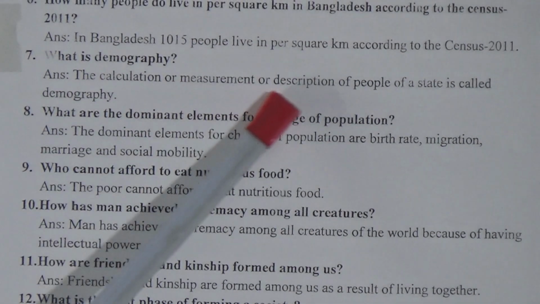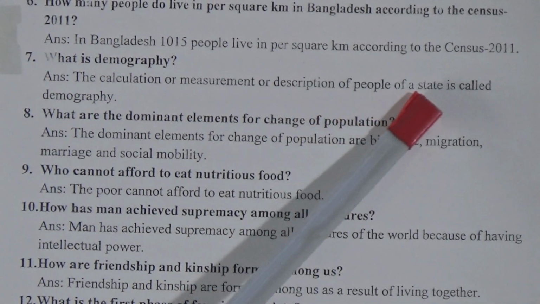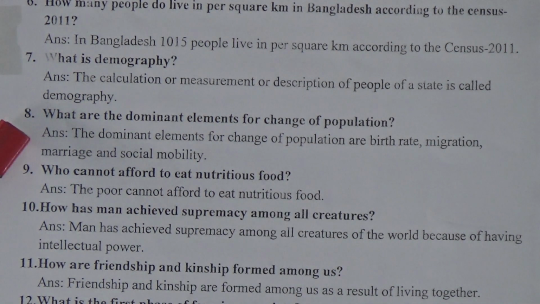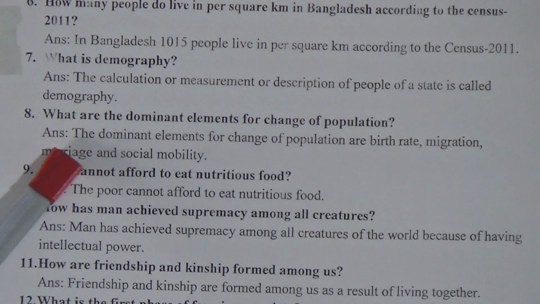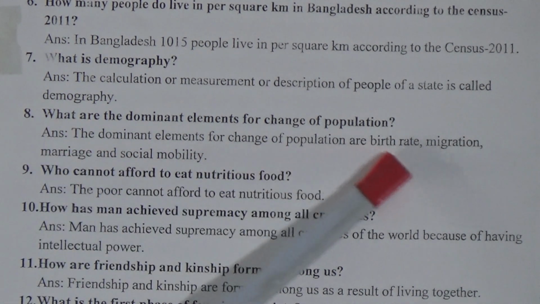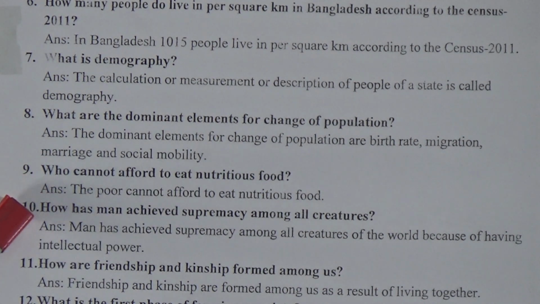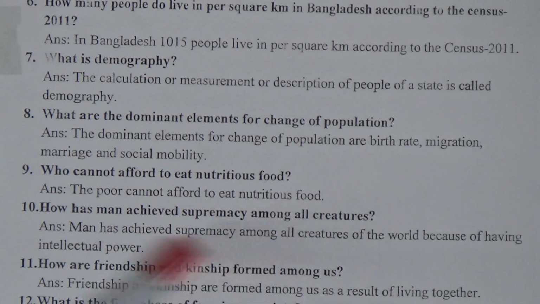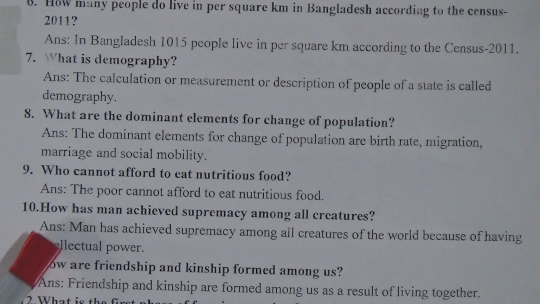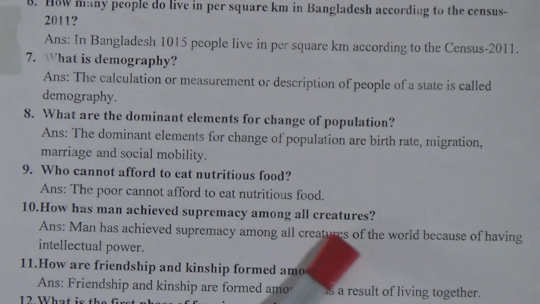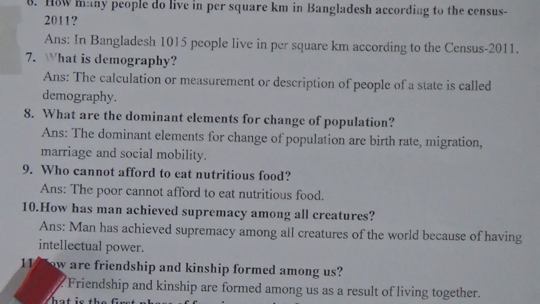What is demography? The calculation or measurement of describing of people of a state is called demography. Number 8, what are the dominant elements for change of population? The dominant elements for change of population are birth rate, migration, marriage and social mobility. Number 9, who cannot afford to eat nutritious food? The poor cannot afford to eat nutritious food. Number 10, how has man achieved supremacy among all creatures? Man has achieved supremacy among all creatures of the world because of having intellectual power.